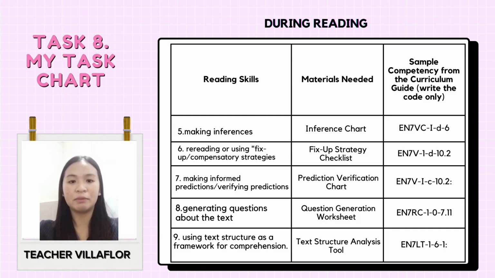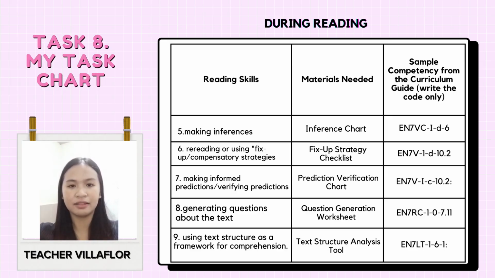Number 7, reading skill: making informed predictions, verifying predictions. Materials needed: prediction application chart. Example competency from the curriculum guide: EN7B-IC-10.2. Making informed predictions and verifying them enhances critical thinking and comprehension. A prediction verification chart allows students to track their predictions, reinforcing their analytical skills. The curriculum code supports the development of metacognitive strategies.